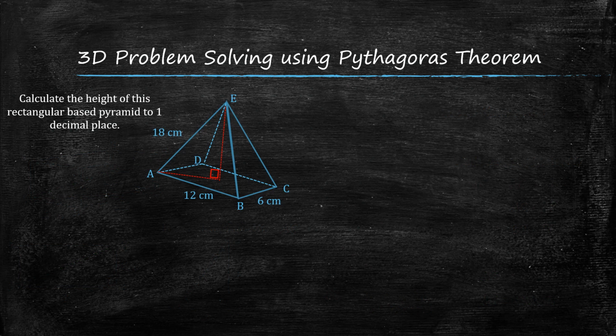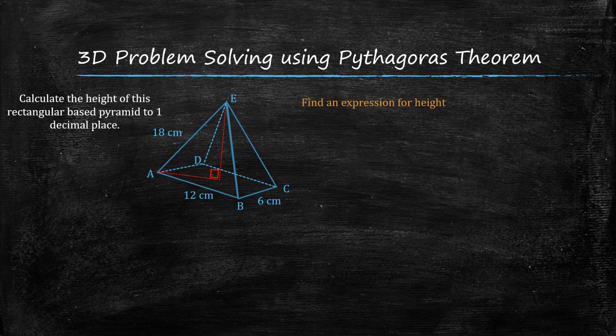In our next example, we're asked to calculate the height of this rectangular base pyramid to one decimal place. We're given a diagram of the pyramid, and we can see that AE is 18 centimeters, AB is 12 centimeters, and BC is 6 centimeters. We can also see the height as shown in red, and we see that it makes a right angle with the base. Now, even if we weren't given this, we should know the perpendicular height of a pyramid would make a right angle with the base.